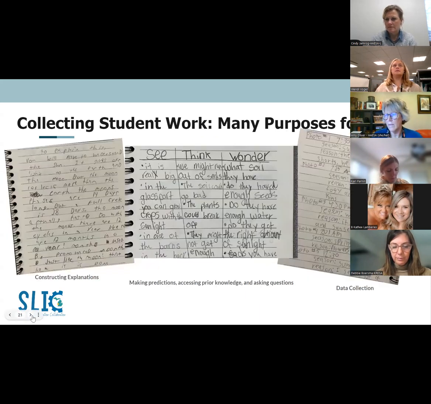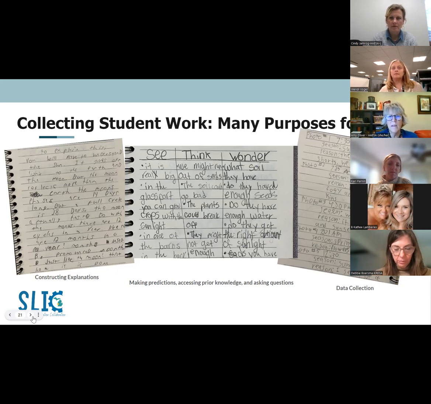All right, and then the next one, there's three other entries. The one on the far left is really probably a little bit more difficult to pull out, but I would consider it a constructing explanation. They're trying to describe what happened in the investigation that they did. It's a little bit more of a narrative.